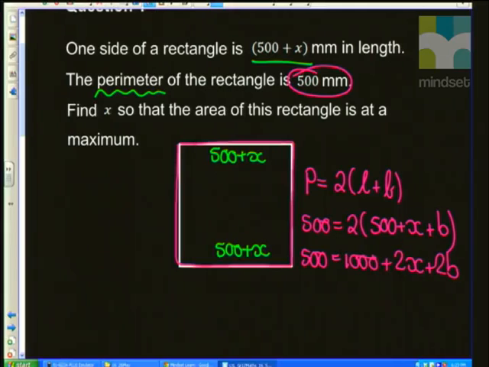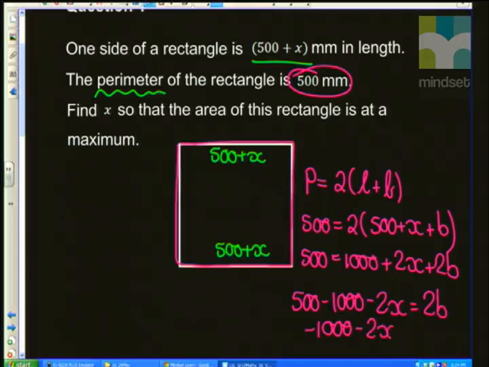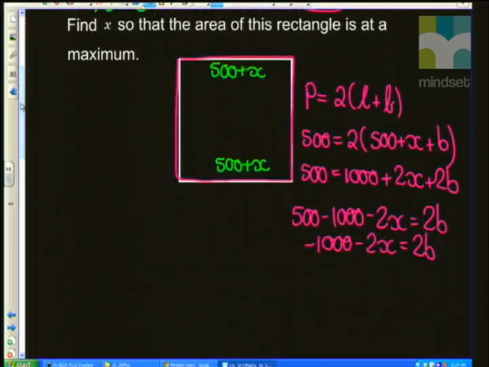And that's going to be, let's see, let's move it over to the side. So 500 minus 1,000 minus 2x is equal to 2 breadth. And let's see, so that's going to give me negative 1,000 minus 2x equals 2 breadth. And I need to divide by 2 to get breadth on its own. So therefore, negative 500 minus, no, that hasn't actually worked out, minus 2x equals breadth.